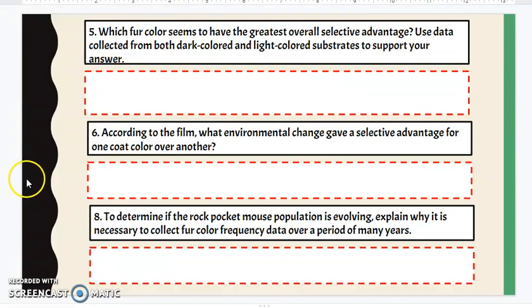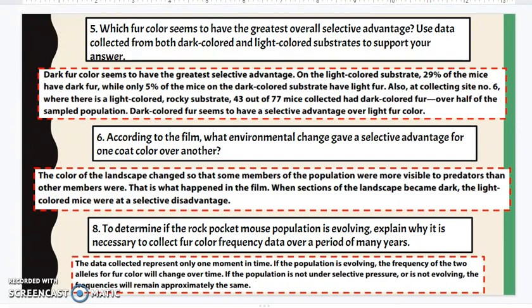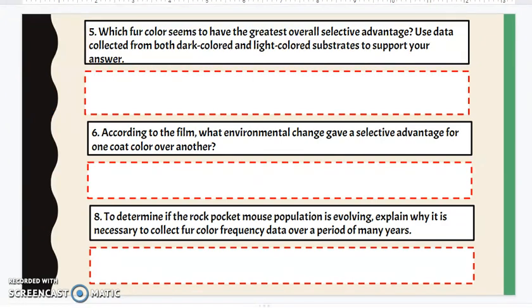And question 8, to determine if the rock pocket mouse population is evolving, explain why it is necessary to collect fur color frequency data over a period of many years. Well, remember that evolution is a population change over time. So you need data to compare it to, and therefore you want to see how this population is changing over many generations. Okay, so good job, guys.